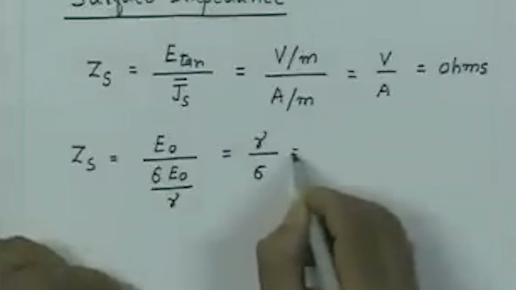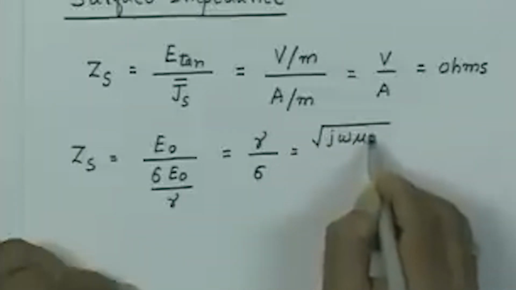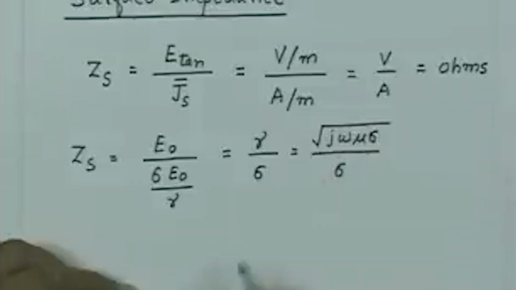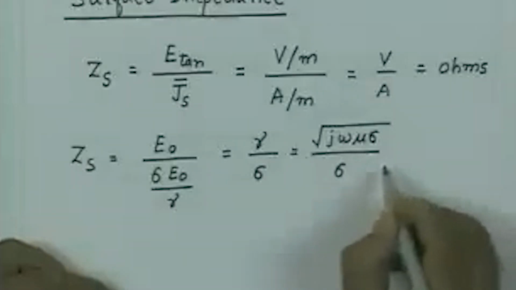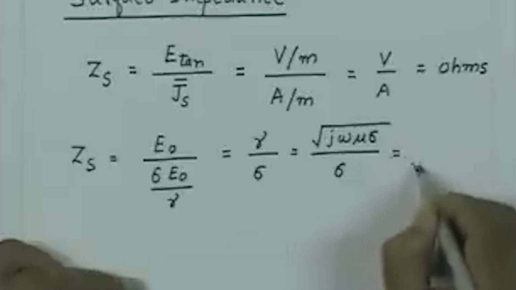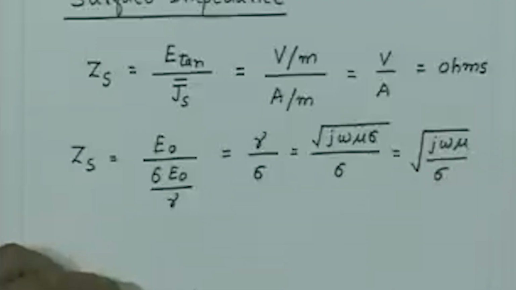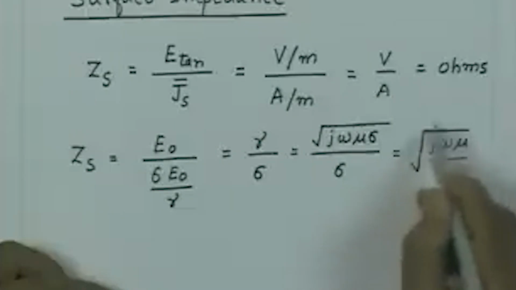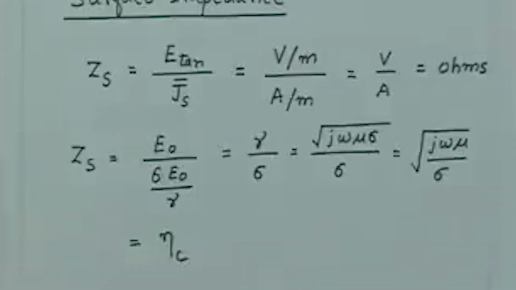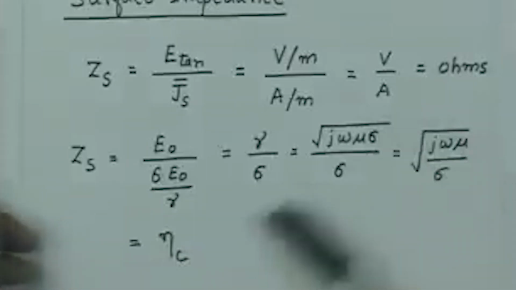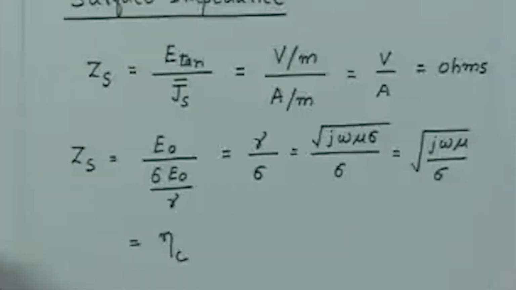If I substitute for gamma, which is the square root of j omega mu sigma, upon sigma, I can take this sigma inside the square root sign. That will be equal to the square root of j omega mu upon sigma, and this quantity is nothing but the intrinsic impedance of the conductor, eta c. So for a good conductor, the intrinsic impedance of the medium is the same as the surface impedance.